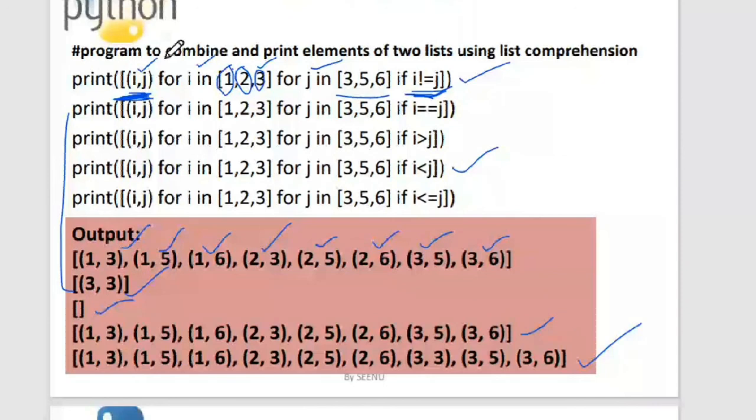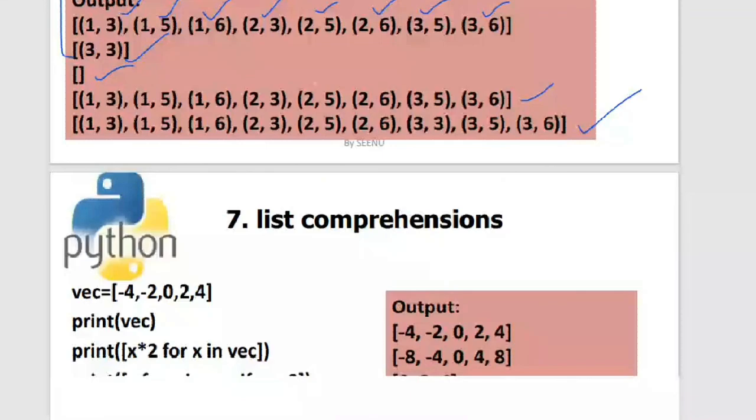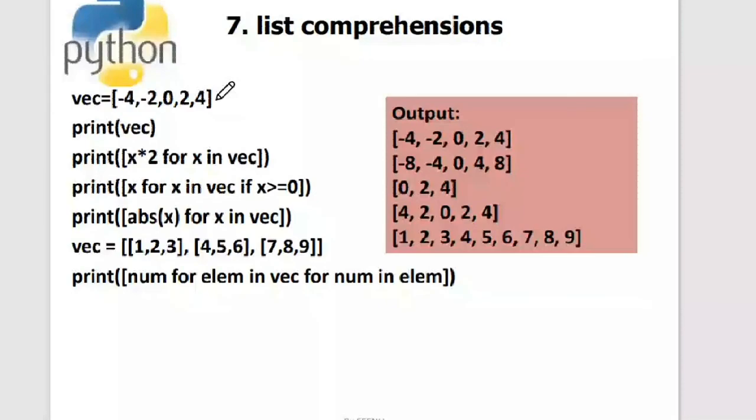So this is another example. I have taken a vector over here. I said VEC is equal to -2, -4, -2, 0, 2 and 4, and I have printed it. The outcome of this print statement is just the list. It will just print the list.